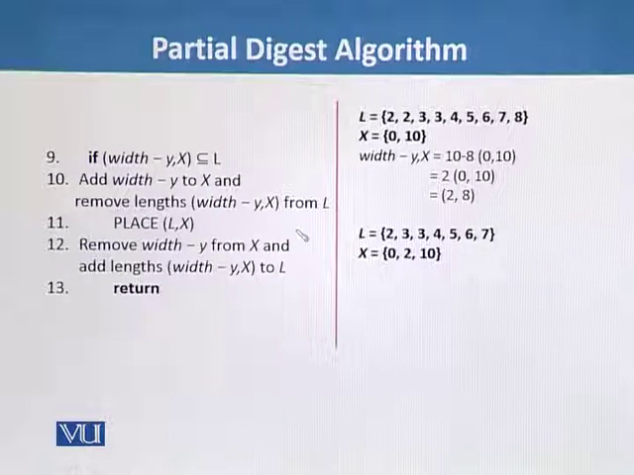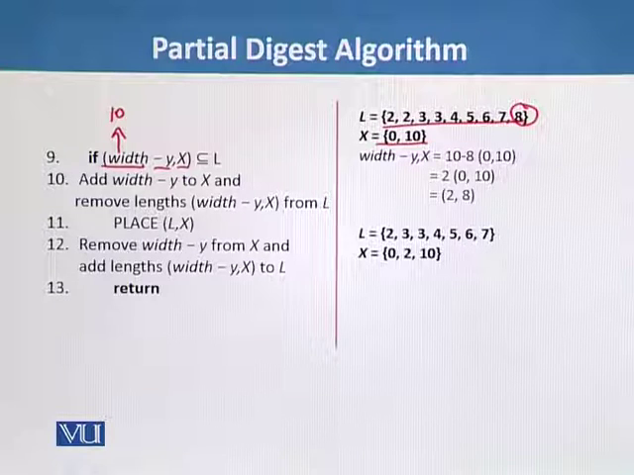So here we can see L is this one, X is 0, 10. Now we will calculate the width minus Yx, and we know width is the maximum element in the L, that was 10. Now we will minus the 8, Y, and we assume that Y is 8, that is the maximum element now in the L. So we will minus 10 from 8, and we have the value of X 0 and 10. So we will calculate 10 minus 8, 2, and after calculating all this, we will get 2 and 8.